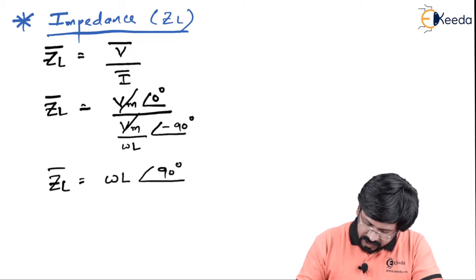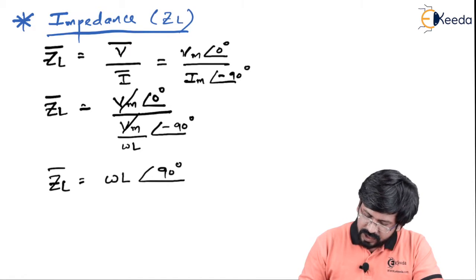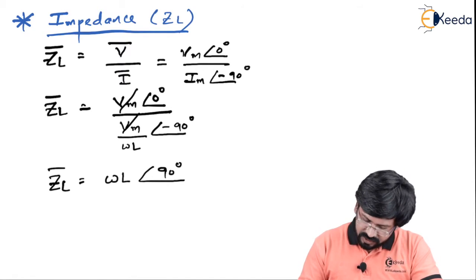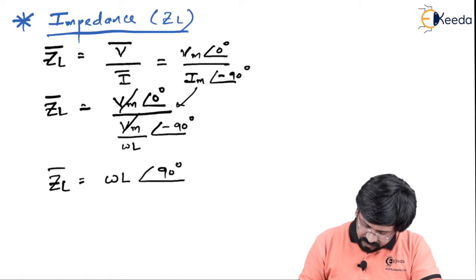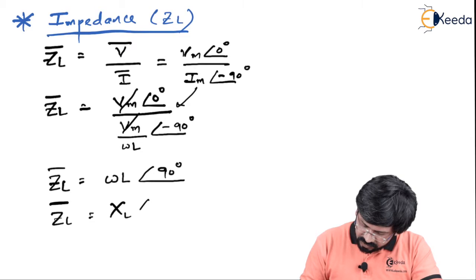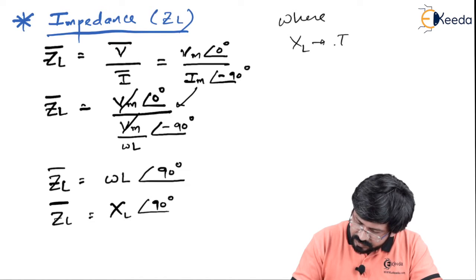Secondly, I am sure you remember in original form V vector was Vm at an angle of 0 degree and current was Im at an angle of minus 90 degree. Only thing is I have replaced Im with Vm upon omega L in this case. Finally, we have ZL vector as omega L at an angle of positive 90 degree. In fact, we replace ZL vector omega L as XL at an angle of 90 degree, where XL is called as inductive reactance.